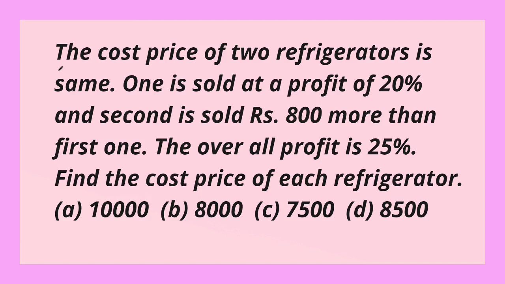Our question is, the cost price of two refrigerators is the same. One is sold at a profit of 20% and the second is sold for rupees 800 more than the first one. The overall profit is 25%. Find the cost price of each refrigerator. The given options are option A 10,000, option B 8,000, option C 7,500, option D 8,500.